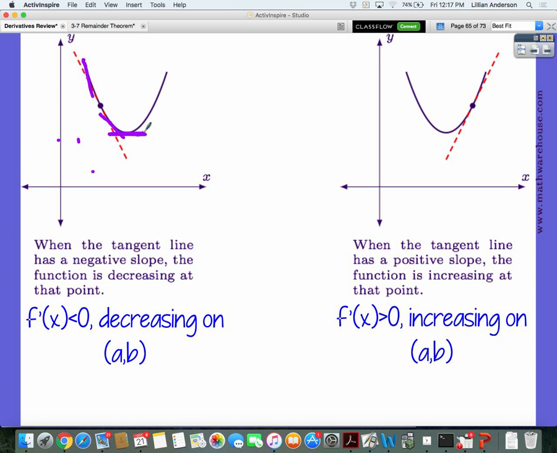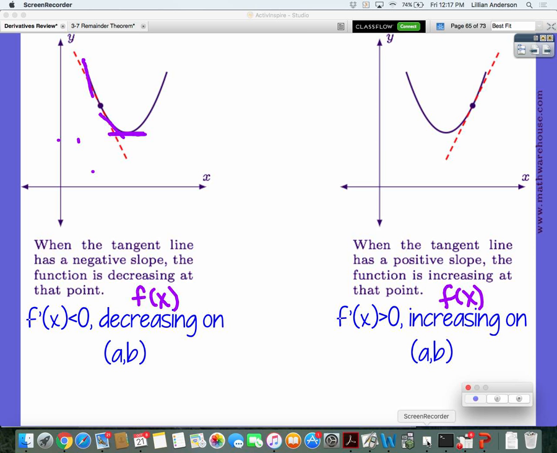It's decreasing. And vice versa, when the tangent line has a positive slope, the function is increasing at that point. Because all your tangent lines have positive slopes, that lets us know that when the derivative is greater than 0, the original function is increasing from point A to point B. That is why we find the derivative. It definitely tells us on the original graph what's happening.